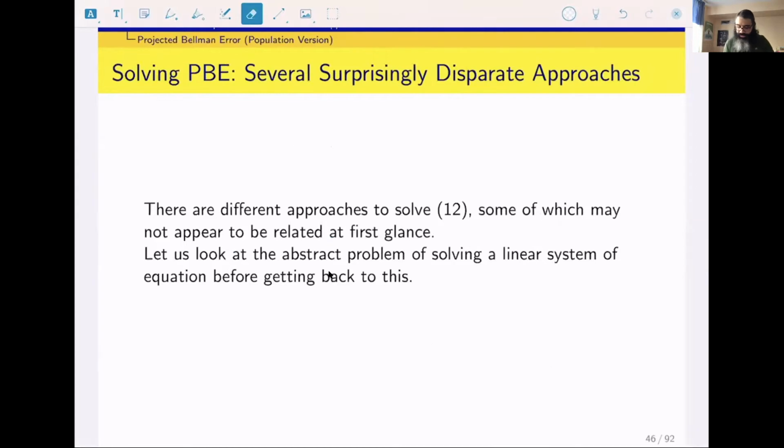Okay, so let's go back to solving projected Bellman error. But maybe before that, are there any questions so far?